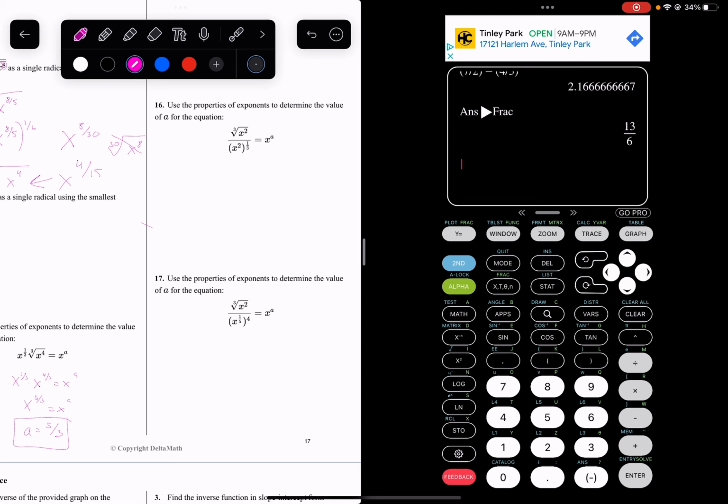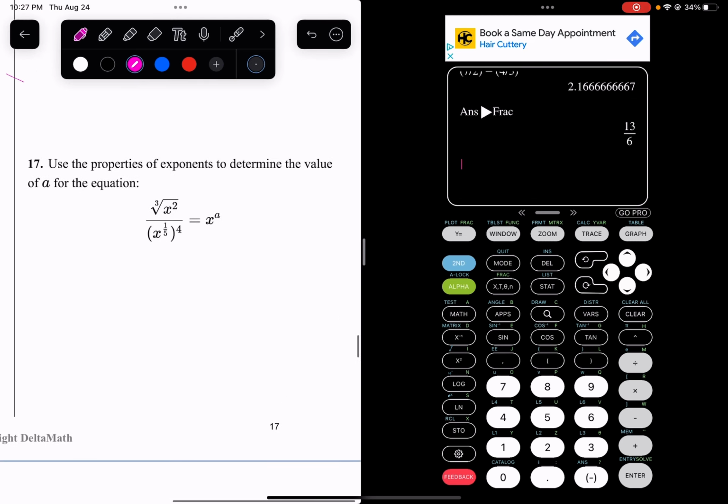All right, let's do one more. Let's do number 17. So again, they want us to write this as a single radical. The top guy can be written as x to the 2/3. The bottom guy, when you raise a power to a power, you multiply. So we're going to get x to the 4/5. When we divide powers, we subtract them. So we're going to do 2/3 minus 4/5.